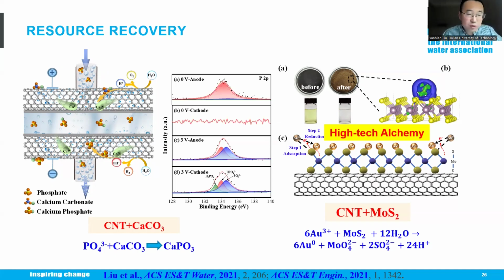Another example is to recover gold from water. To do this, we only need to load some MoS2 particles onto the CNT filter. The sulfur sites have high affinity to gold ions, which are further reduced by the MoS2 to gold zero. We call this technology high-tech alchemy, since it can achieve very effective recovery of gold from water and also has very high selectivity.